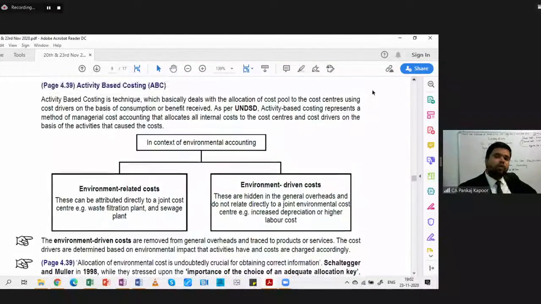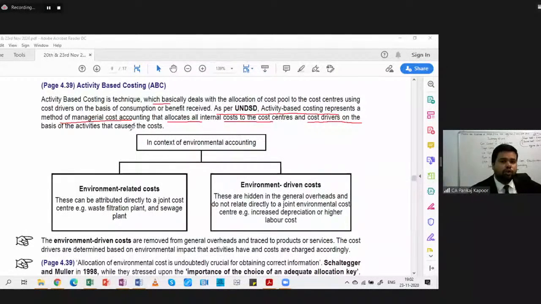Okay, now you can see here. What we do in ABC costing, as per the United Nations DSD, is that ABC costing represents the method of managerial cost accounting that allocates all the internal cost to the cost center, and then the cost driver is used to allocate it to the specific cost unit. So this thing is specifically mentioned for you.